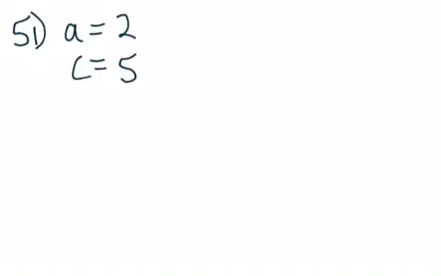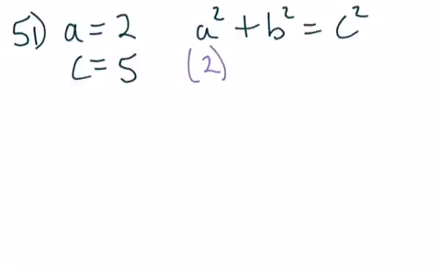On number 51, they tell you that A is 2 and C is 5. So we're still using Pythagorean. A squared plus B squared equals C squared. We still know that A is 2. We don't know what B squared is, but we know that C squared is 5.